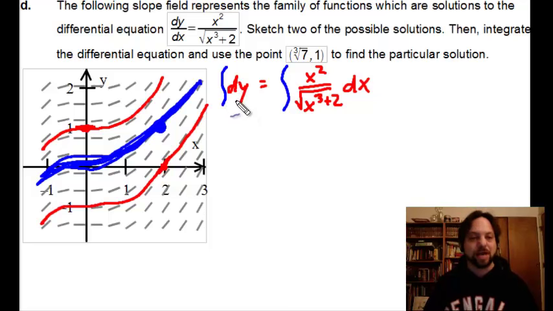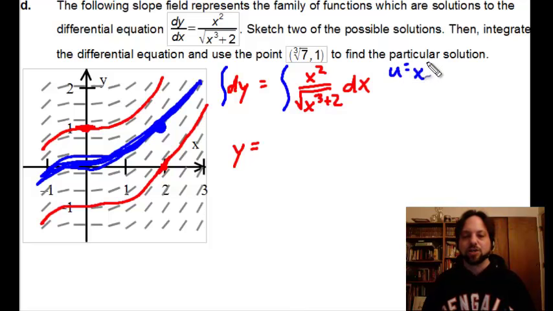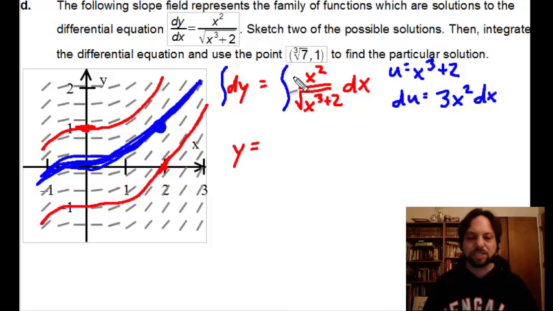Now it's clear what's going to happen on the left here. The integral of dy is simply y. That was easy. Over here, this looks like a u-substitution problem, and of course it is. U will be x cubed plus 2. Let's let du be 3x squared dx. And now I can make my necessary tweaks to this.